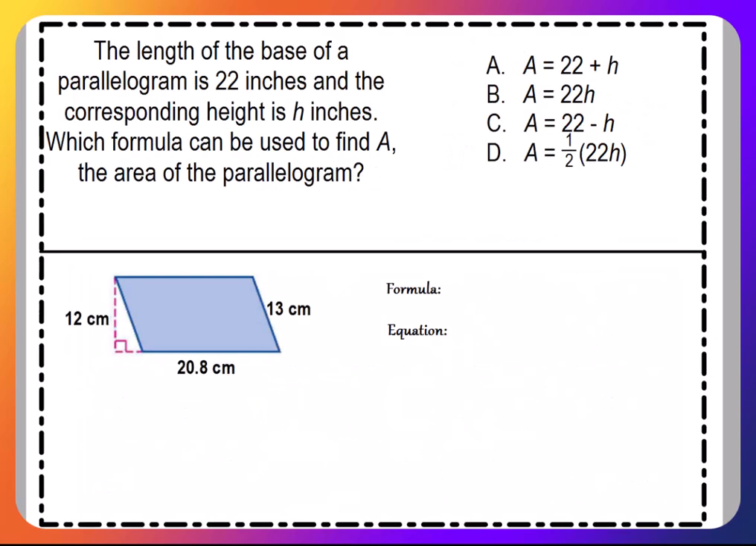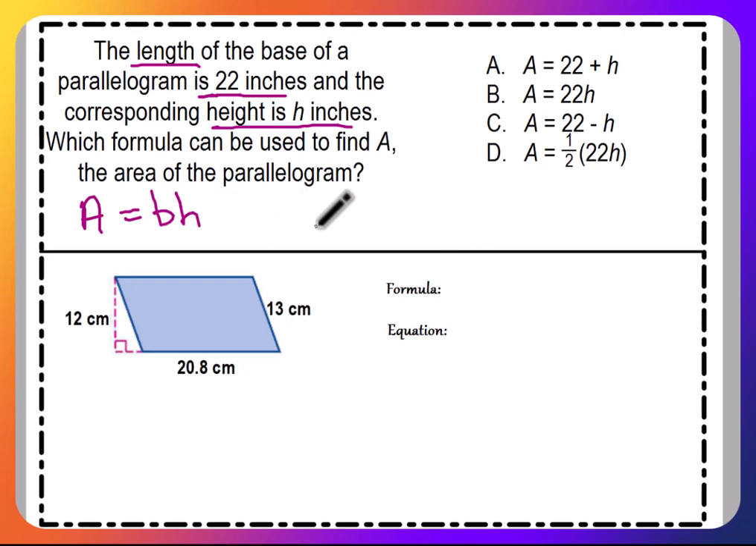Let's do some practice problems. The length of the base of a parallelogram is 22 inches. Of course, we're going to annotate. And the corresponding height is h inches. So we don't know the height, so we're using the variable h. Which formula can be used to find A, the area of the parallelogram? First thing you do, write the formula. Area equals base times height.